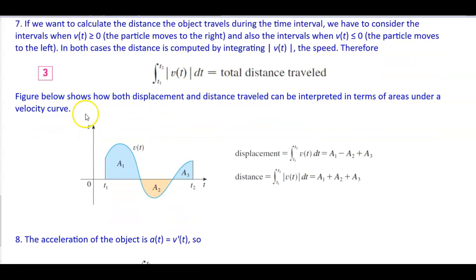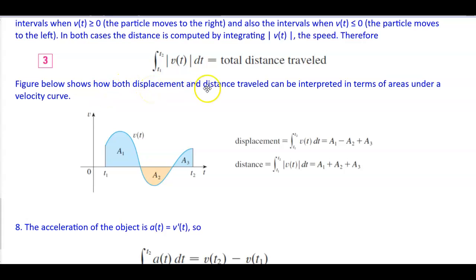If you take a look at the figure below, it shows how both displacement and distance traveled can be interpreted in terms of areas under a velocity curve. Starting at t1, we have the function going to the right. There's area 1 under the curve. And then we have area 2, which is negative. And then back up, we have area 3 going to t2. So the displacement is the integral from t1 to t2 of v of t dt, which is A1 minus A2 plus A3. Now the distance is the absolute value. So if we want to know the total distance, then we're taking the absolute value, which means we're taking area 1 plus area 2 plus area 3.